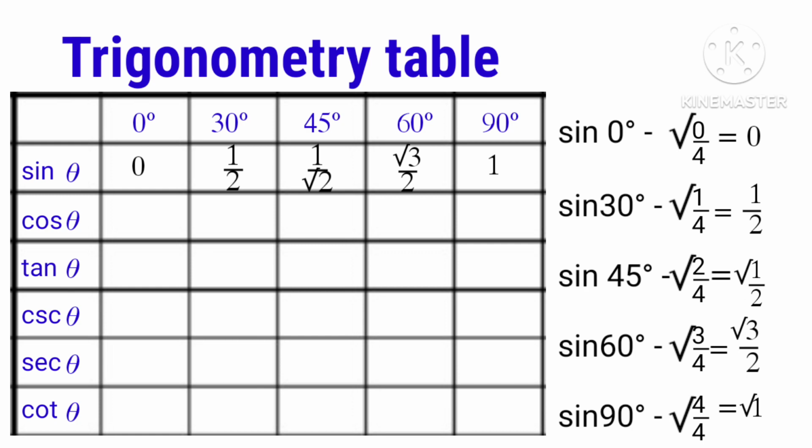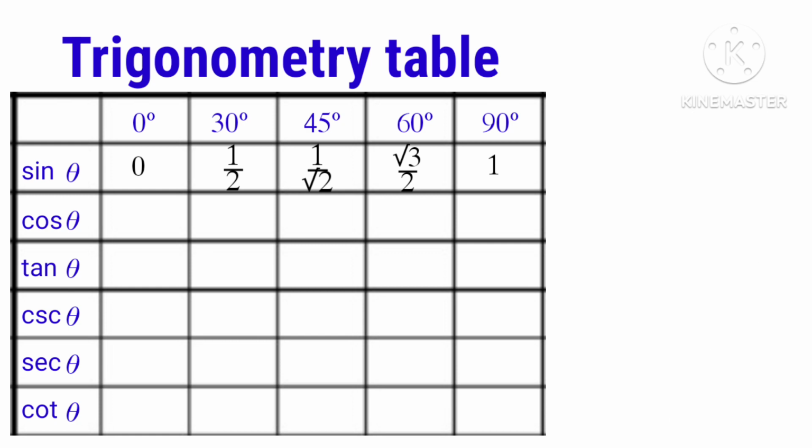We will see that. Now we see for cos theta, it is the opposite of sin theta. So cos 0 degree is 1, cos 30 degree is square root of 3 by 2, cos 45 degree is 1 by square root of 2, cos 60 degree is 1 by 2, cos 90 degree is 0.